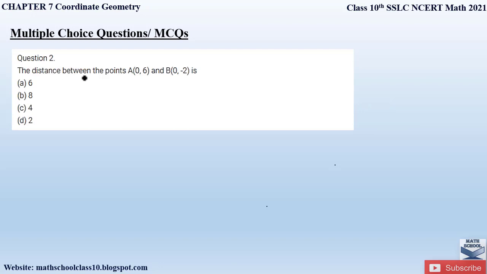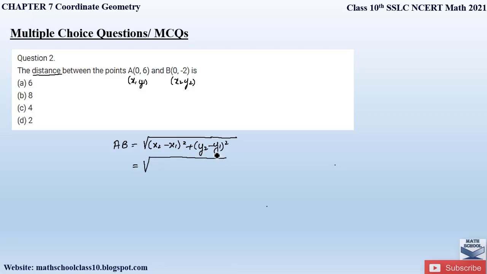Question number 2. The distance between the points A (0, 6) and B (0, -2) is. So here they have asked us the distance. So we will apply the distance formula to find out the distance between any two points. So therefore the distance AB will be equal to, what is the distance formula? Let us write down the formula first. That is square root of (x2 minus x1) the whole square plus (y2 minus y1) the whole square. So here we can assume our first point to be (x1, y1) and the second point to be (x2, y2), and accordingly we will substitute in the formula to find out the result.